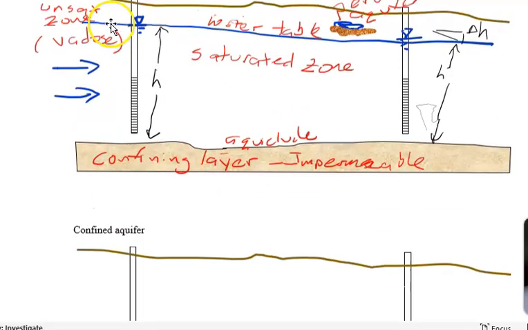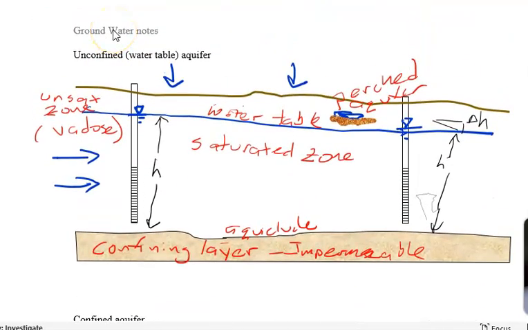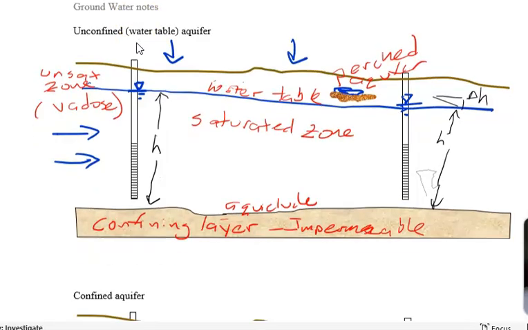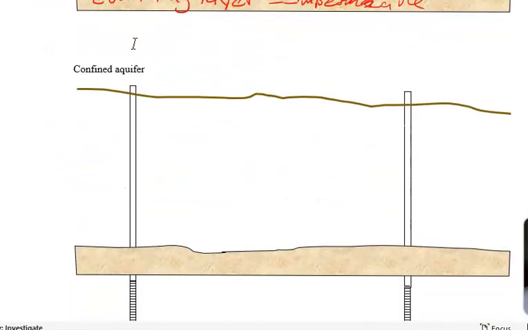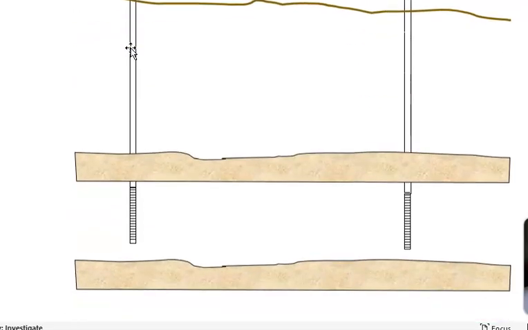All right. So that's an unconfined aquifer, also known as a water table aquifer. A confined aquifer has layers on top and bottom. So we have confining layers on both the top and the bottom of the aquifer. So at the bottom here, we have a confining layer. Sorry, at the top, a confining layer, and a confining layer on the bottom here.